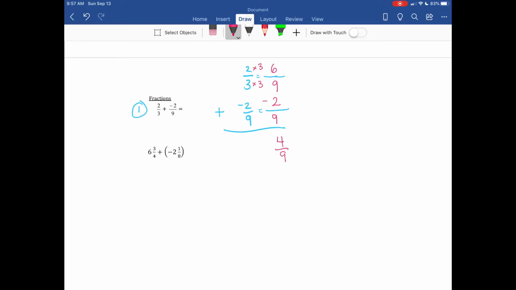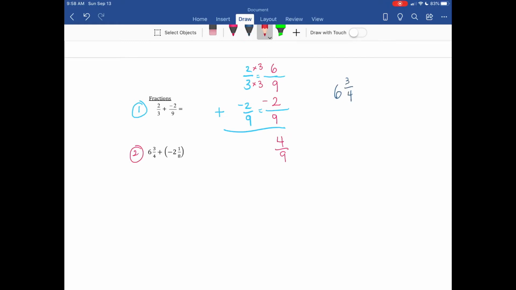Now let's look at the second example. Example number 2 is asking us to take 6 3/4 and add it to -2 and 1/8. So these are what we call mixed fractions. We're first going to change this mixed fraction to what we refer to as an improper fraction. So let's see how we do that. I'm going to start with 6 3/4.